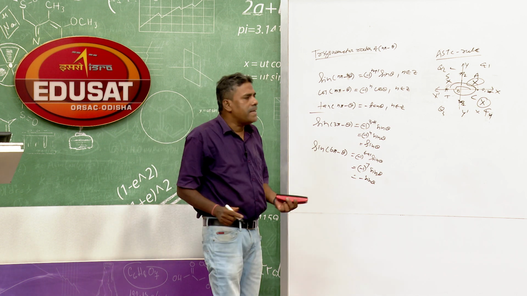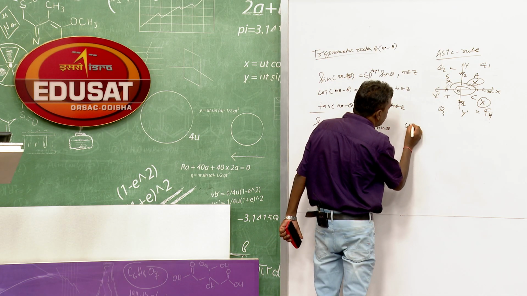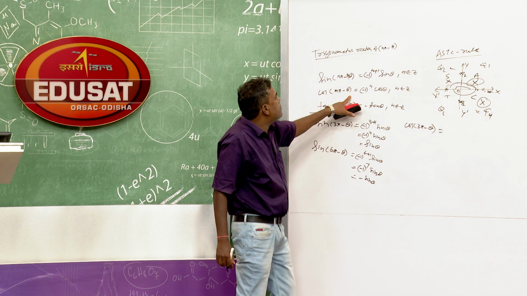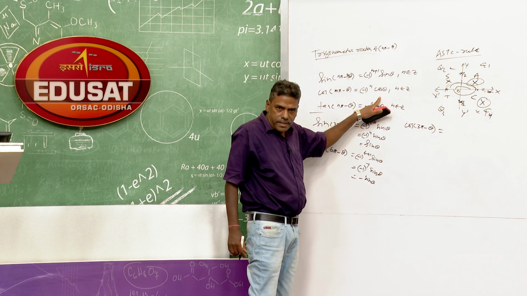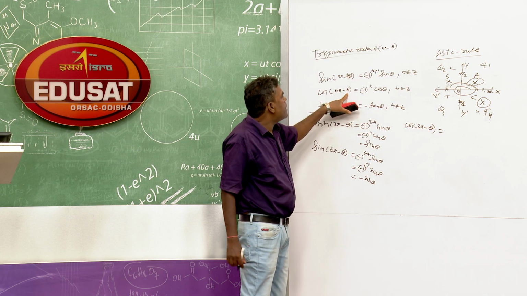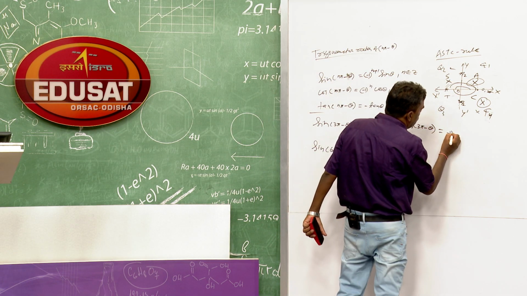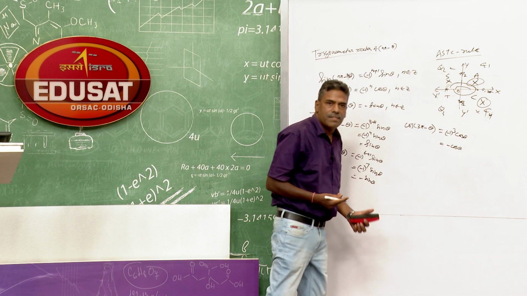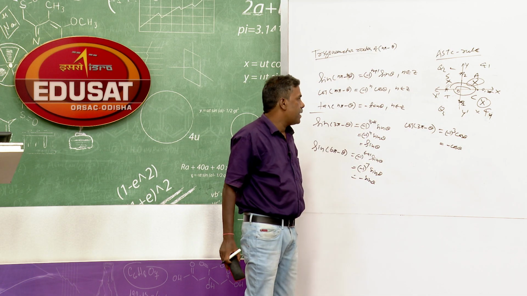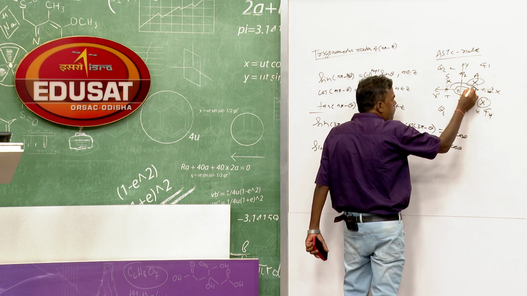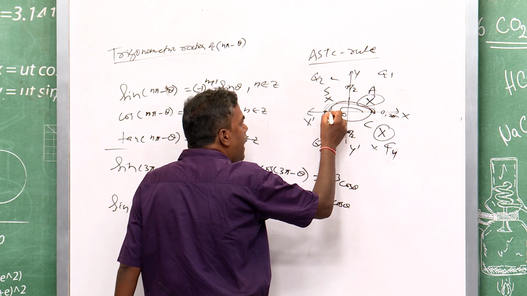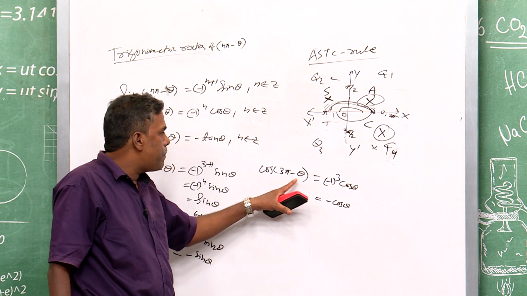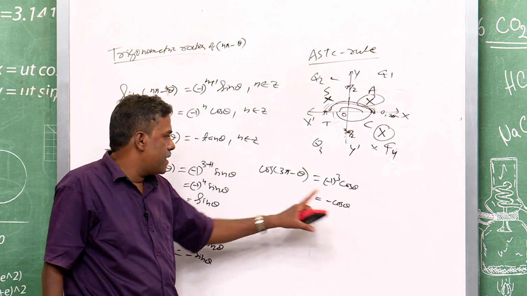Then cos 3 pi minus theta. Now, cos n pi minus theta is equal to minus 1 to the power n cos theta. So, cos 3 pi minus theta is minus 1 to the power 3 cos theta, that is minus cos theta. You see this is pi, 2 pi, 3 pi minus theta is in quadrant 2, where cos is negative. So, cos 3 pi minus theta is equal to minus cos theta.